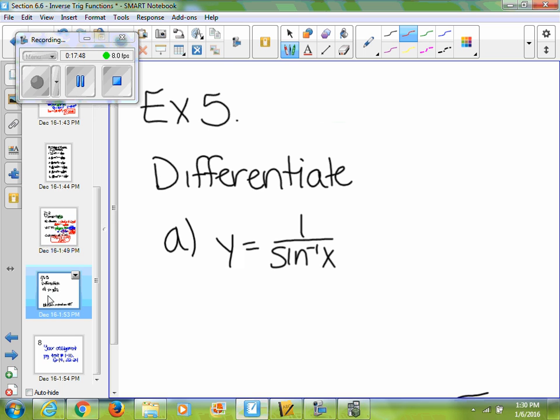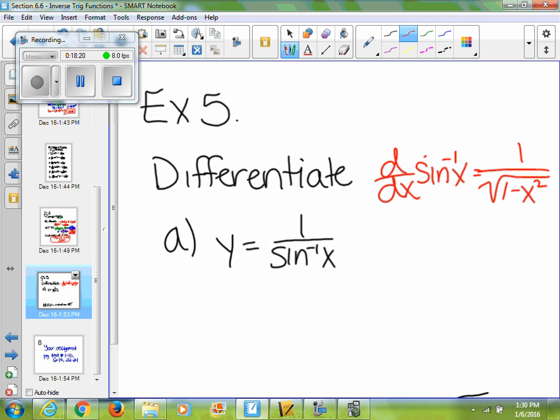Okay, let's do one more. So example 5 asks us to differentiate y equals 1 over the inverse sine of x. Okay, and we know that our derivative of inverse sine of x was what, Mikey? Okay, so I know that my derivative of inverse sine of x is 1 over the square root of 1 minus x squared.